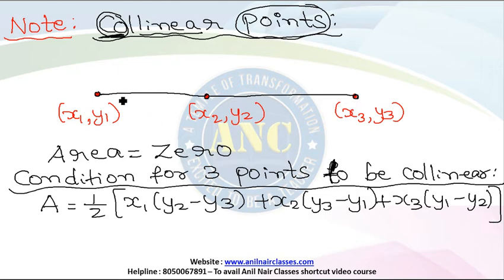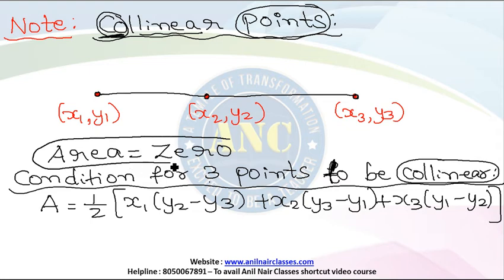But the 3 points are joined, and I could not form a triangle because they are collinear points. They are all lying on the same line. If the 3 points are collinear, then there is no triangle formed and therefore the area becomes 0.